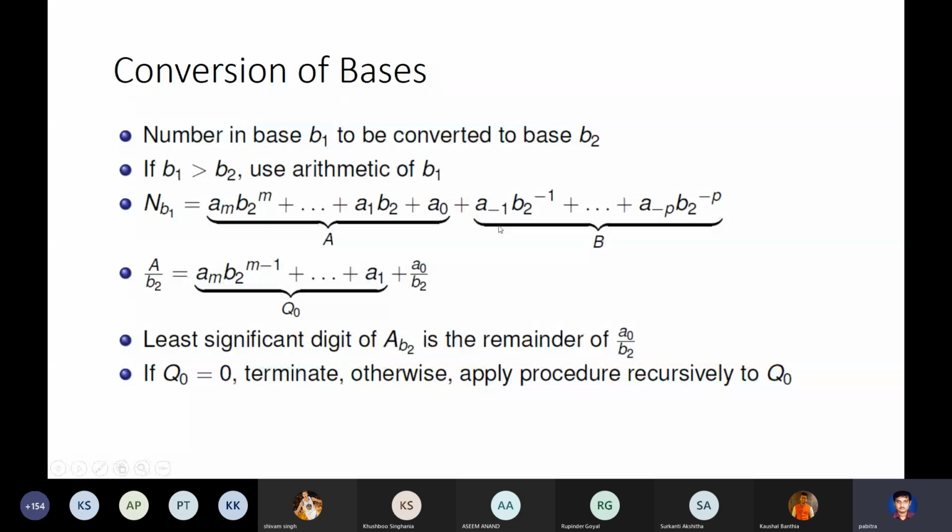This part becomes 0. Yes, so you are recursively doing it. So you get A minus 1, A minus 1, A minus 2, and so on. I think this you all know. So this is an example.